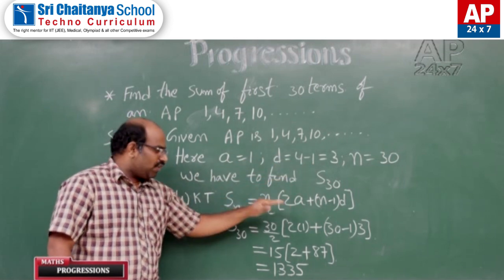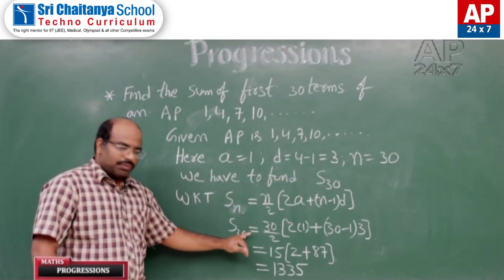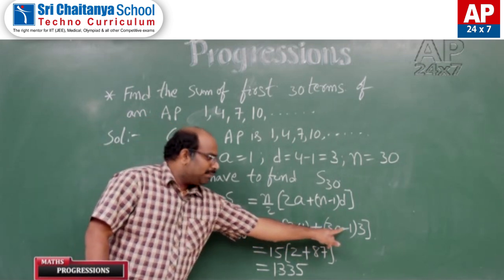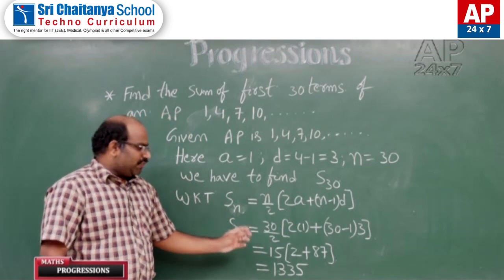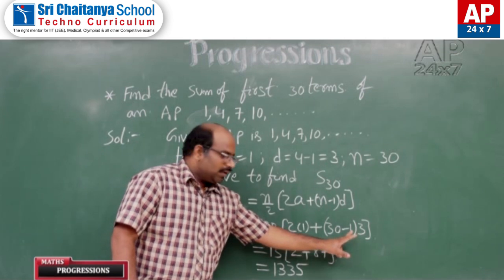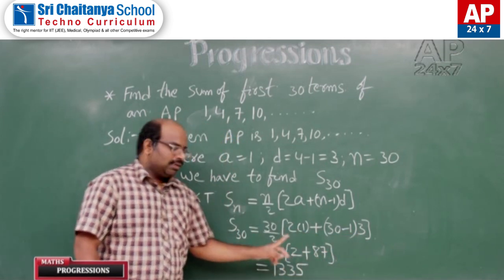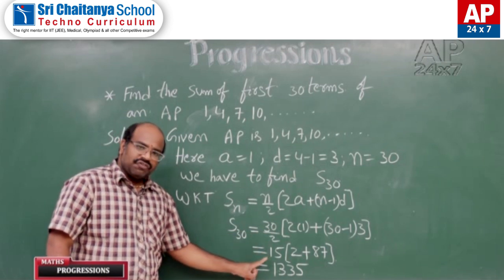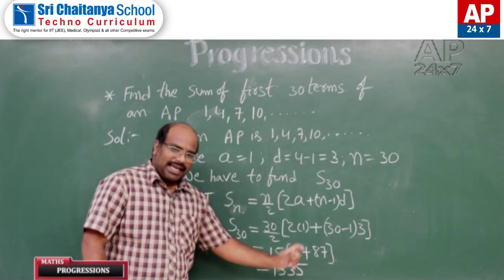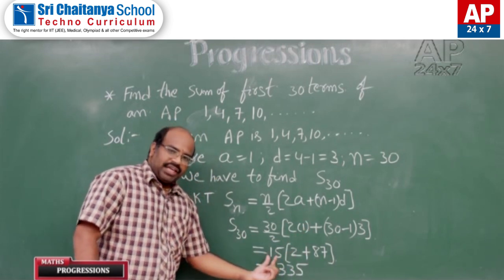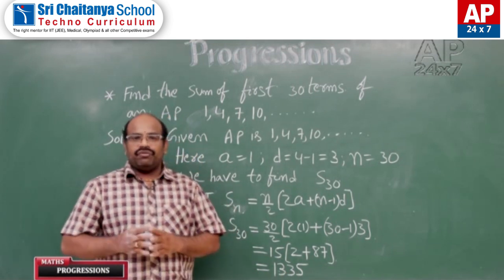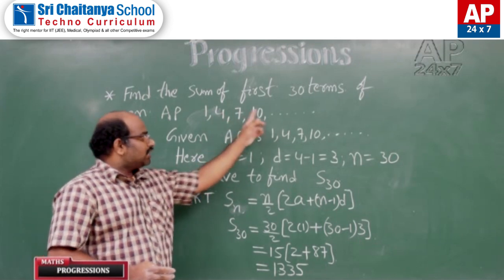Substitute these values in the formula. S30 is equal to 30 by 2 into 2 of 1 plus 30 minus 1 into 3. Simplify: 2 ones are 2, 30 minus 1 is 29, 29 threes are 87. Here 30 by 2 is 15. Now 87 plus 2 is 89. 89 into 15 is nothing but 1335. That means the sum of 30 terms of the given arithmetic progression is 1335.